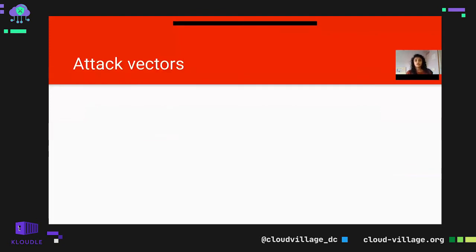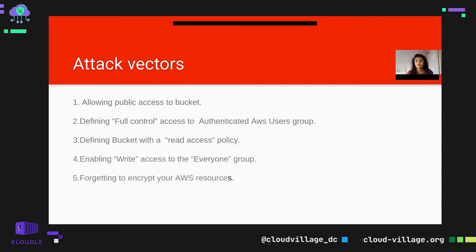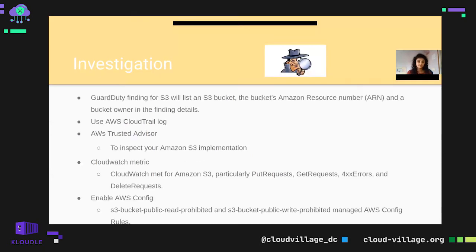So what attack vectors have we covered for why S3 misconfiguration happens so far? Allowing public access to a bucket, defining full access control to the authenticated AWS users group, defining a bucket with a read access policy, enabling write access to the everyone group, and forgetting to encrypt your AWS resources.